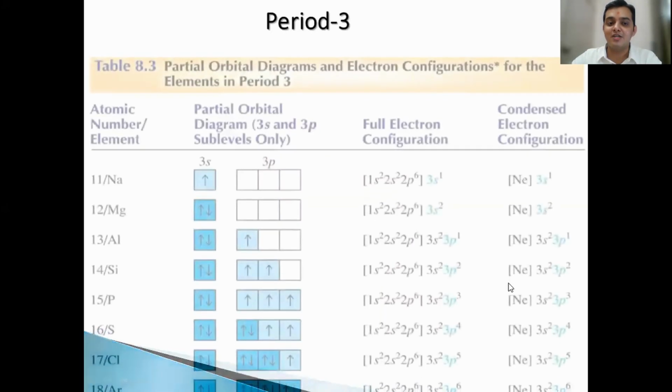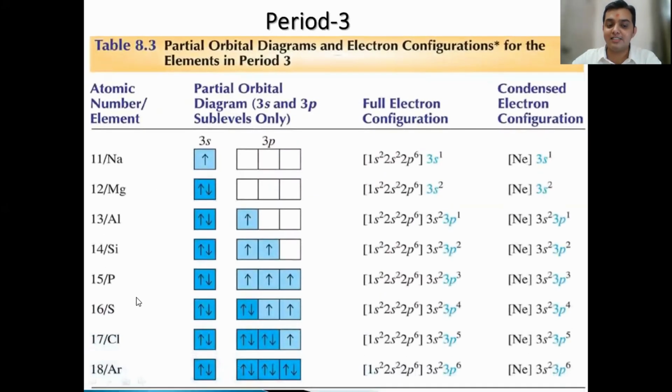Going to the next one. Here is 11. So where will the 11th electron go? 1s2, 2s2, 2p6. So the first 2 electrons go in 1s2, the next 2 electrons in 2s2, and 6 electrons in 2p6. 2, 8, 2, 10. 10 are done, out of 11. You're left with 1. So that 1 electron will go to 3s1.